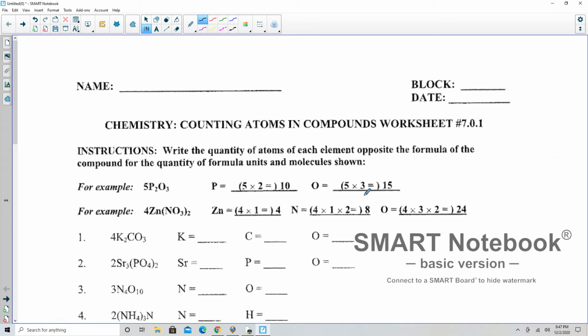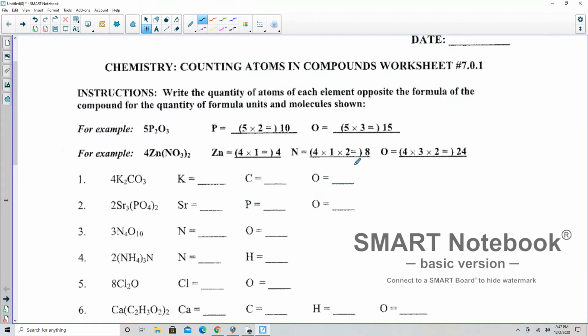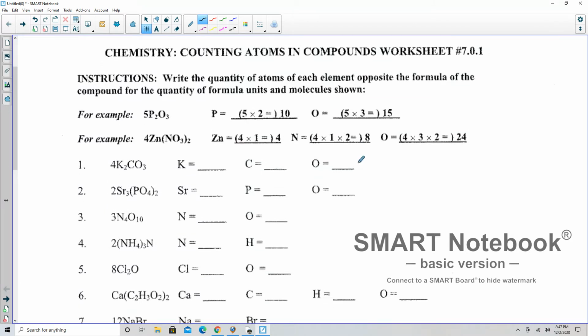Hey guys, I just want to make sure we understood some clarification on counting atoms. So I'm going to do a couple examples from this page, which you're working on today. And so please make sure you watch the whole video.